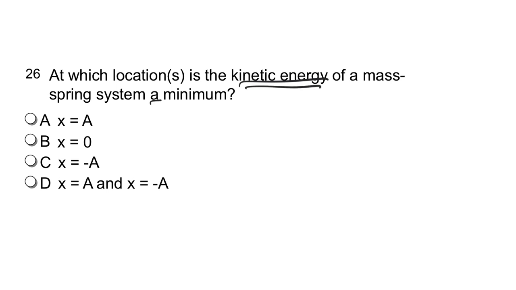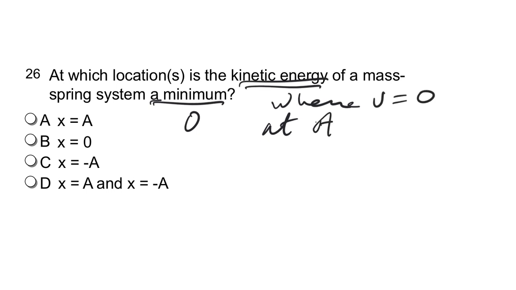Where's the kinetic energy smallest? That would be 0. It's where the v is 0 and the speed is 0, which is at the amplitudes, because you've got to stop before you turn around.